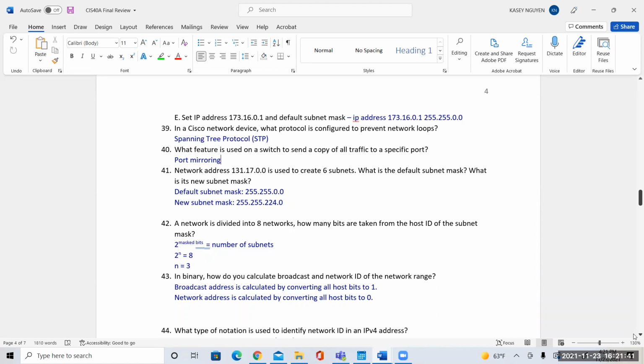43. In binary, how do you calculate broadcast and network ID of a network range? For the broadcast address, we would calculate it by converting all the host bits to 1. Remember, when they're all 1s, they're 255. For the network address, we would convert all the host bits to 0, right? For example, 173.16.0.0, or for number 41, that's a network address, 131.17.0.0. So the first 2 octets are the network bits, and then the host becomes all 0.